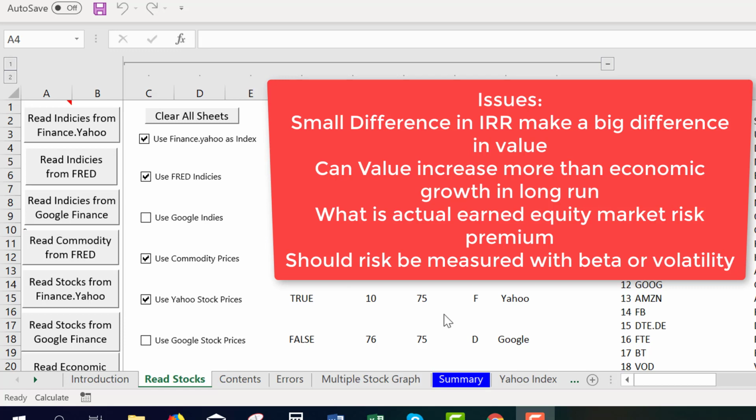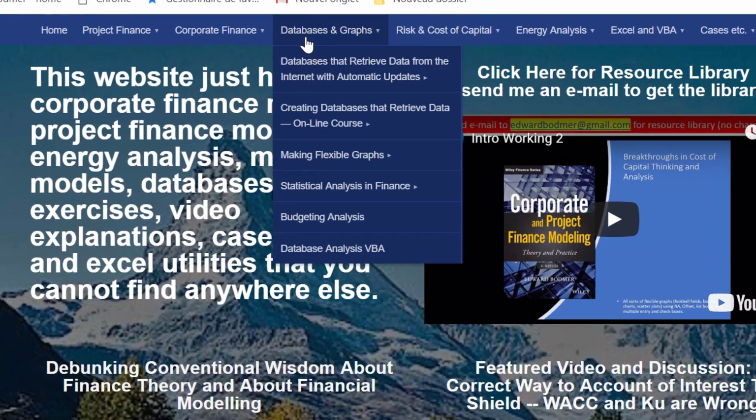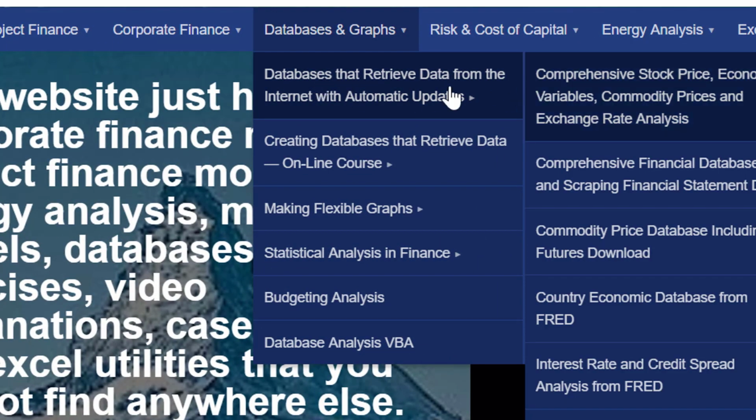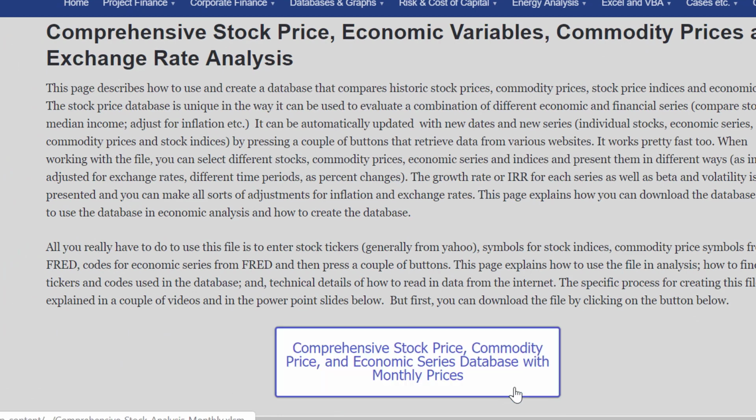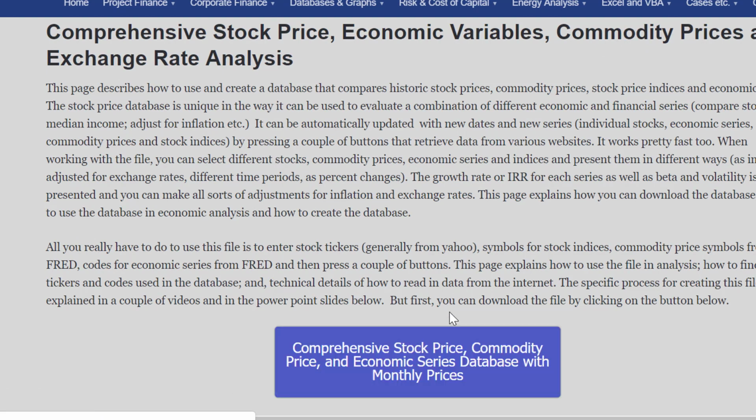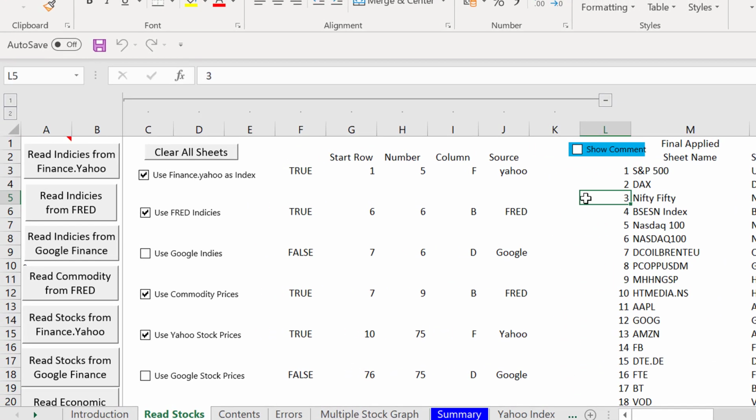Now, to do this, we'll use a file that I have open right now that I've shown you before. This file comes from the website, if you go to retrieve databases, and it's the comprehensive stock price file. Now I've made some revisions to this, so after I make this video, I'm going to attach the new file to it. Okay, and I struggled for years with this file.